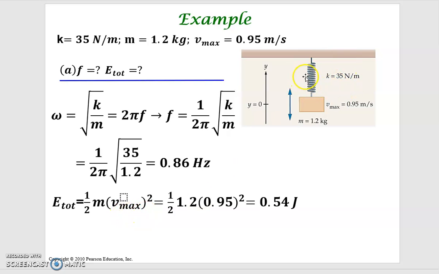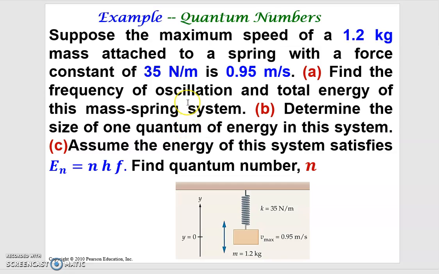So you will say, how about the mass of the spring? Normally we just ignore the mass of the spring because it is most of the time negligible. So now the total energy of the mass spring system is 0.454 joules. So now we have found the frequency and the total energy. The second problem, I want you to determine the size of one quantum energy in these systems. And assume that the energy of the system satisfies this one. So what you calculated, E total, is E n.